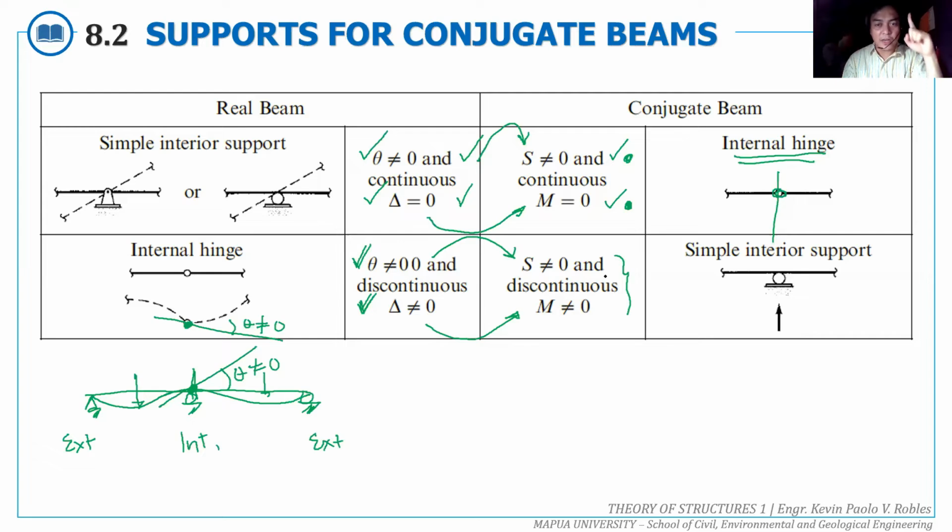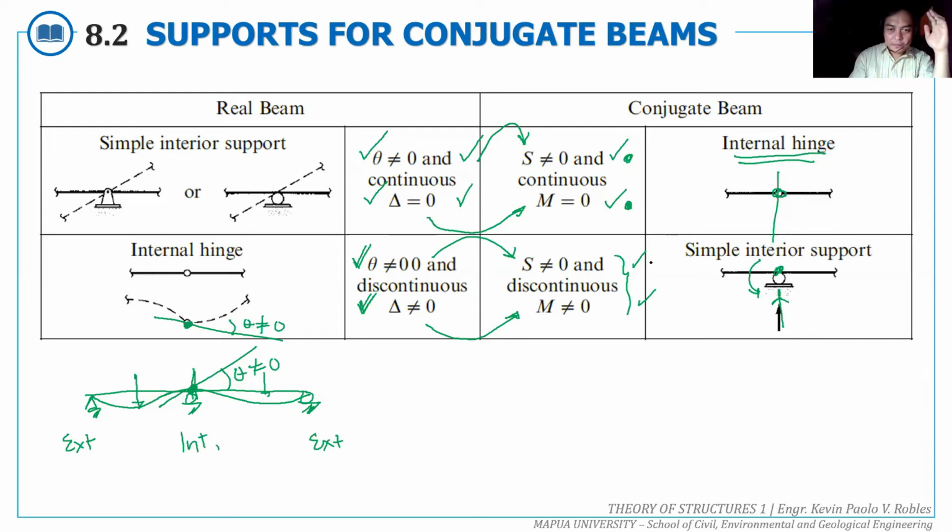Ibig sabihin, may shear force value, may moment value. Anong klaseng joint yun? Diba, interior support dapat yun? Kasi sa interior support, when we cut the section there, may shear force, at the same time, may moment. Okay, so which is similar to this two shear and moment conditions which are both not equal to 0. Okay, so ganun ang pag-identify ng conjugate beam.